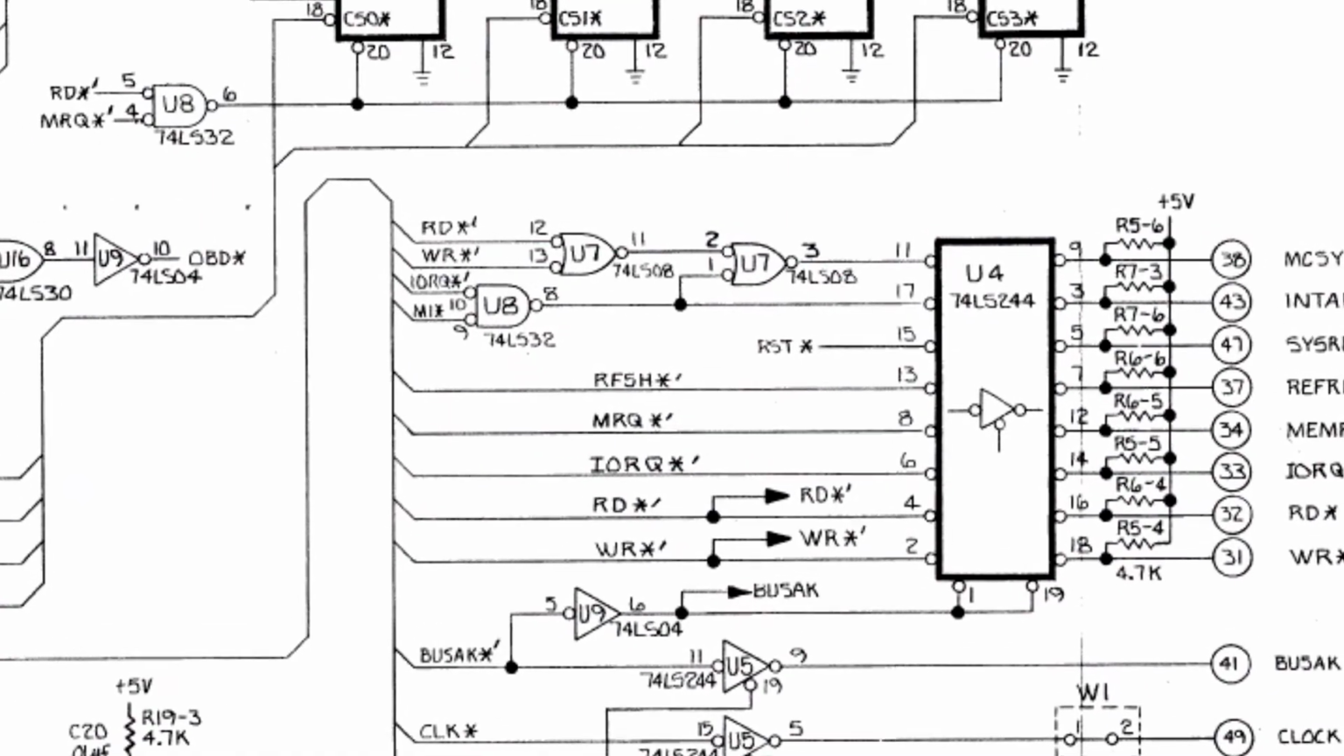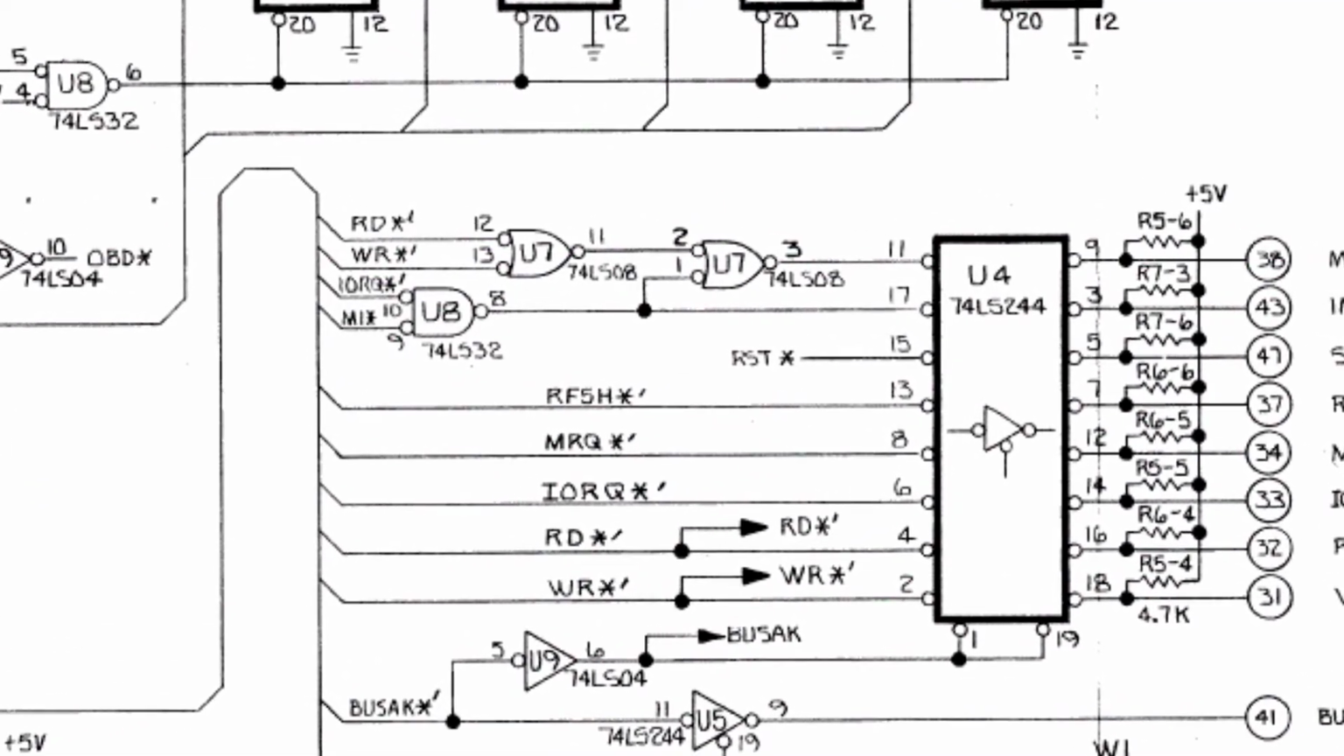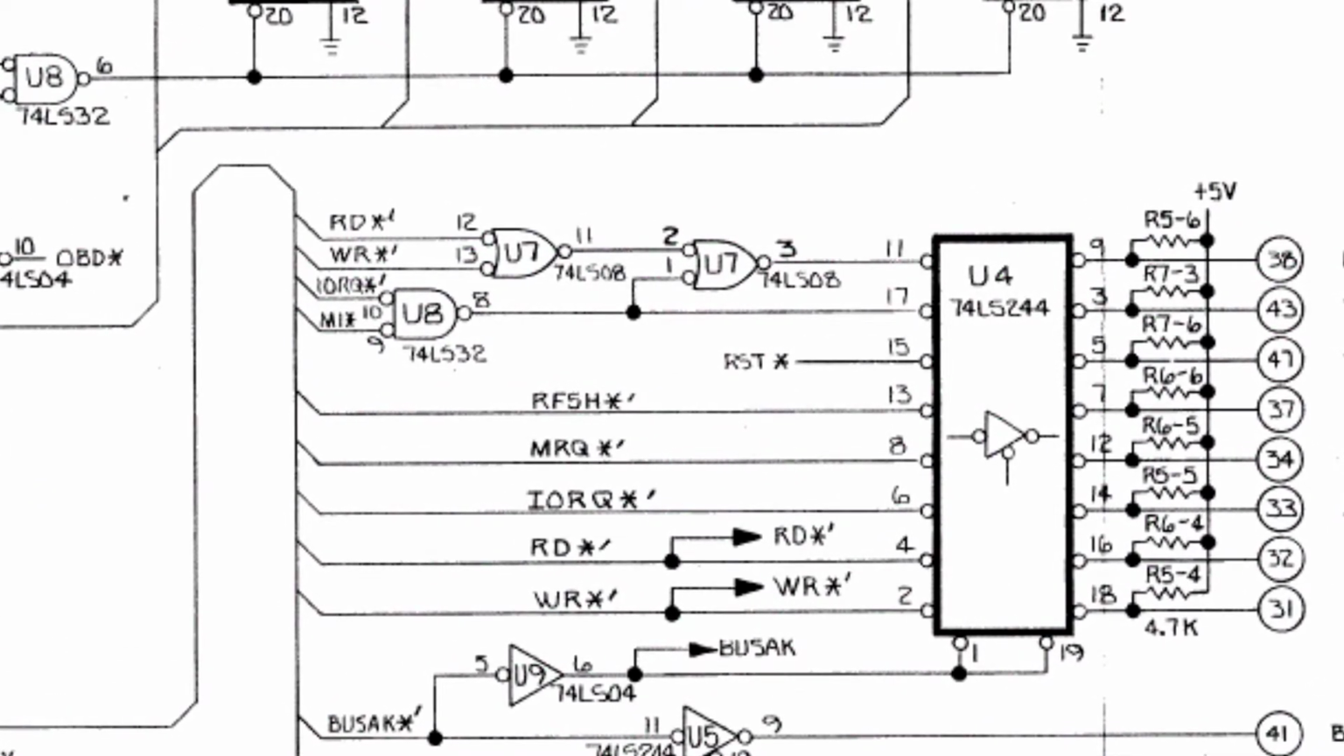As an example, to read this part of the circuit, it'd go like this. U7 is ORing together the read and the write inputs, and the U7 output is currently reading or writing. Down here at U8, the first input is active when the Z80 currently has an I/O request.